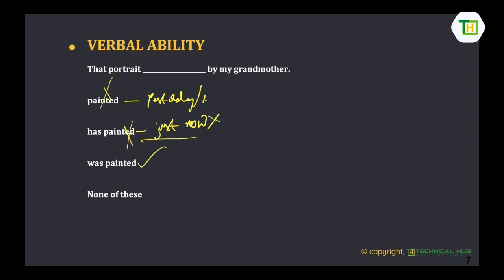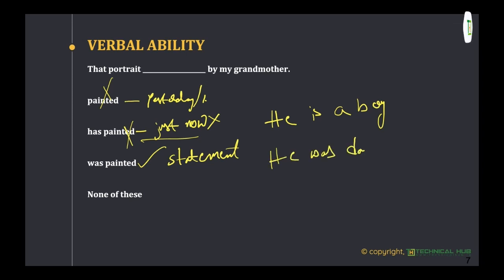This is a statement. So this is the right answer. For all the statements, for example, he is a boy. He was dark two years ago. It's a statement again. Irrespective of anything, we can say this is present simple, this is past simple tense.